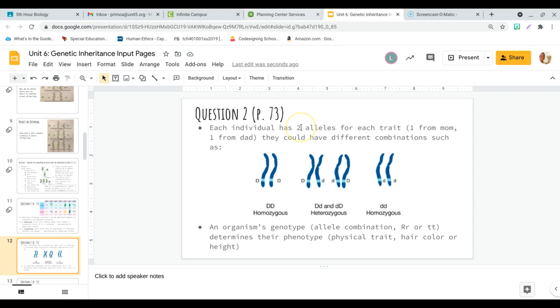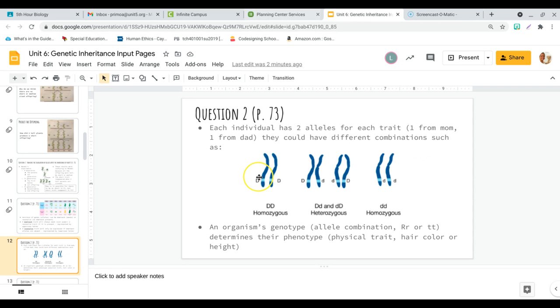Each individual has 2 alleles for a trait. And we talked about this. You get one from mom, one from dad, and they give you your traits. Okay? And these alleles can have different combinations. Let's go back to the dimples example that's in your output page.